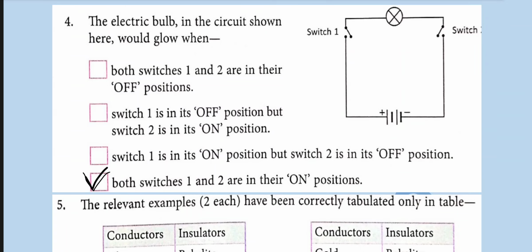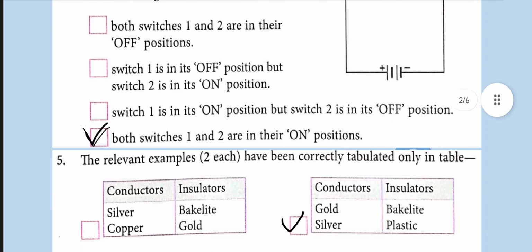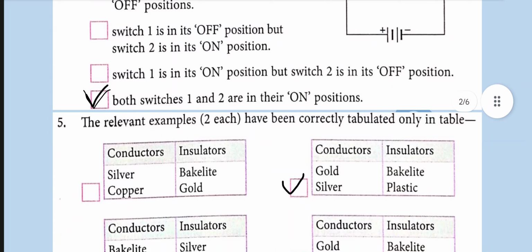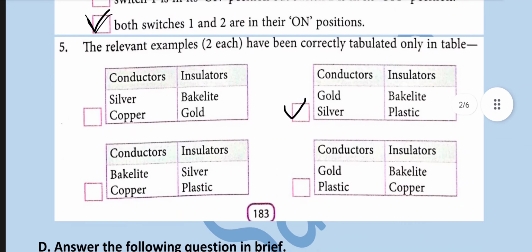The electric bulb in the circuit shown here would glow when both switch 1 and 2 are in their on positions. The relevant examples have been correctly tabulated only in the table. This one, the second option.